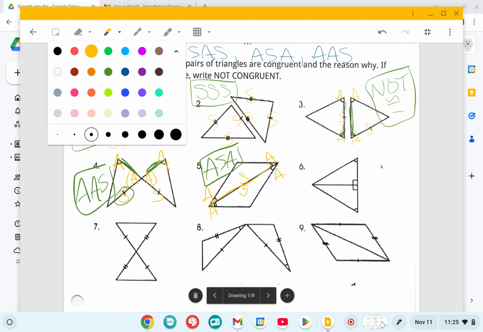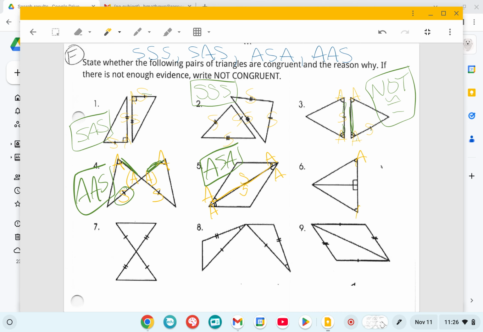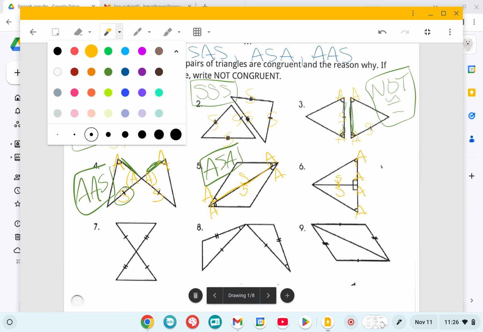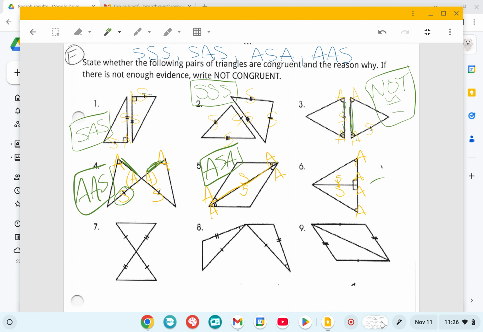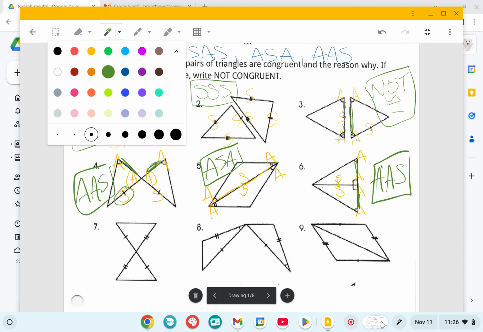Looking at the next one, I've got a pair of angles. I've got another pair of angles here. And then I have a shared part, which is going to count as a side for both. And the side is not between the angles. So then that's going to be angle, angle, side. Again, it's because the side would need to be here for it to be the angle, side, angle, but the side is separate from the angles. It's on the other part.